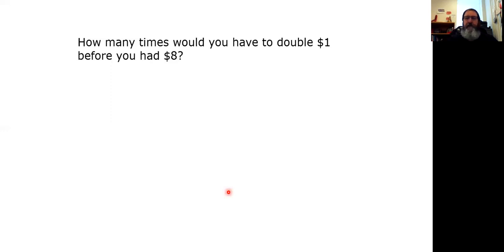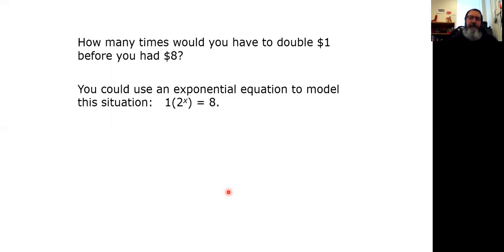Now, I know some of you are already figuring that out in your head, but let's look at an exponential model that would help us to solve this problem. I've got my $1 bill. I'm going to double it. I don't know how many times I'm going to double it. Do I need to double it once? Twice? 3 times? And so on. And at some point, I want to have $8. So here's my dollar. Here's my doubling. Here's my unknown amount of times, the x, and there's my 8.